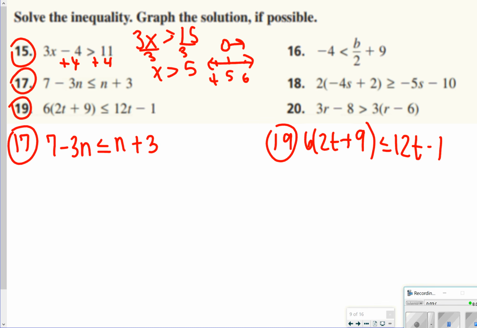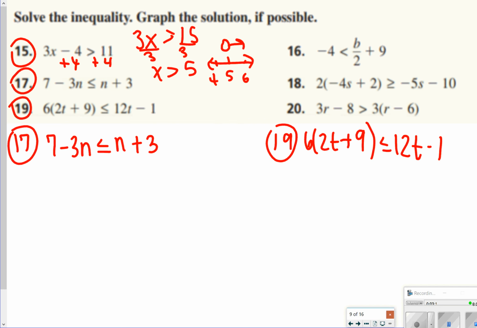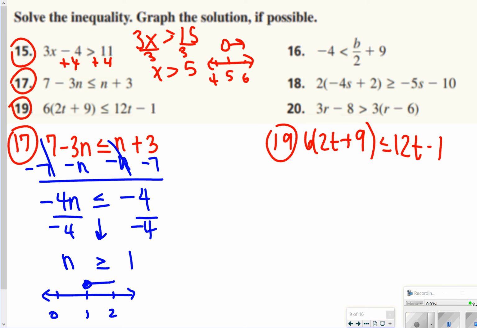For number 17, your main goal is just to get variables on one side and constants on the other. I'm going to go ahead and get all my variables to the left side. So I'm going to subtract n from both sides, and I'm going to subtract 7 from both sides. So I'm going to get negative 4n is less than or equal to negative 4. And when I divide both sides by negative 4, notice that your inequality symbol needs to change to greater than or equal to. So the answer to number 17 is n is greater than or equal to 1. And just remember, as you're graphing that, that's a closed circle pointing right.